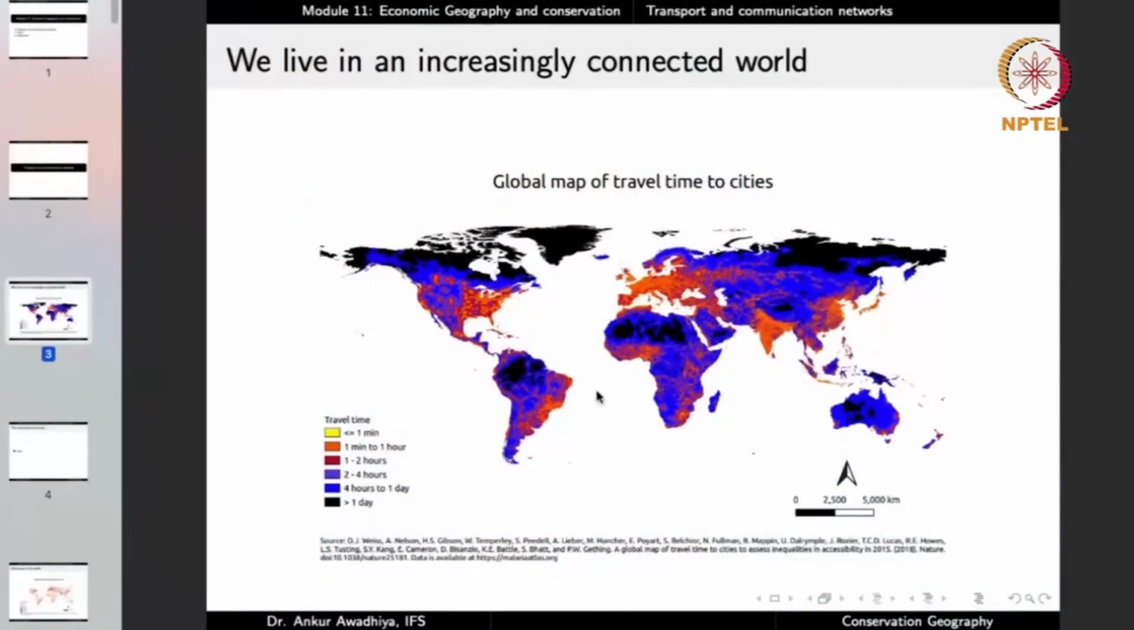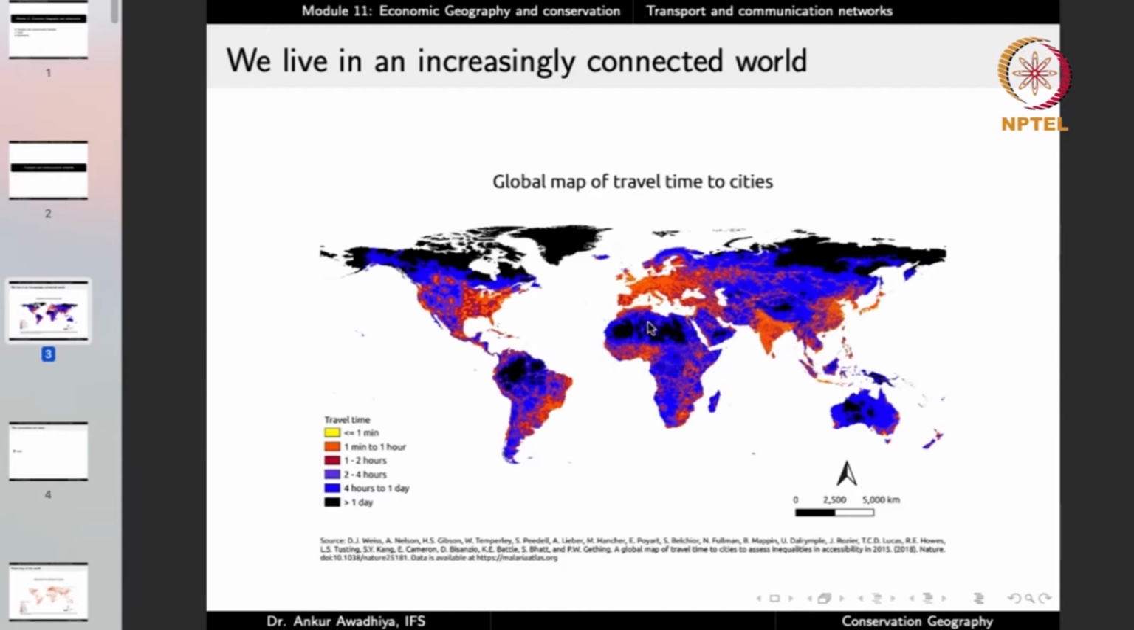It also depends on the level of development in that country, the amount of money that the country has to set up the transport and communication networks. So, for example, we'll find that there are certain areas in Brazil where the connectivity is not that good, or there are certain areas in Africa where the connectivity is not that good.